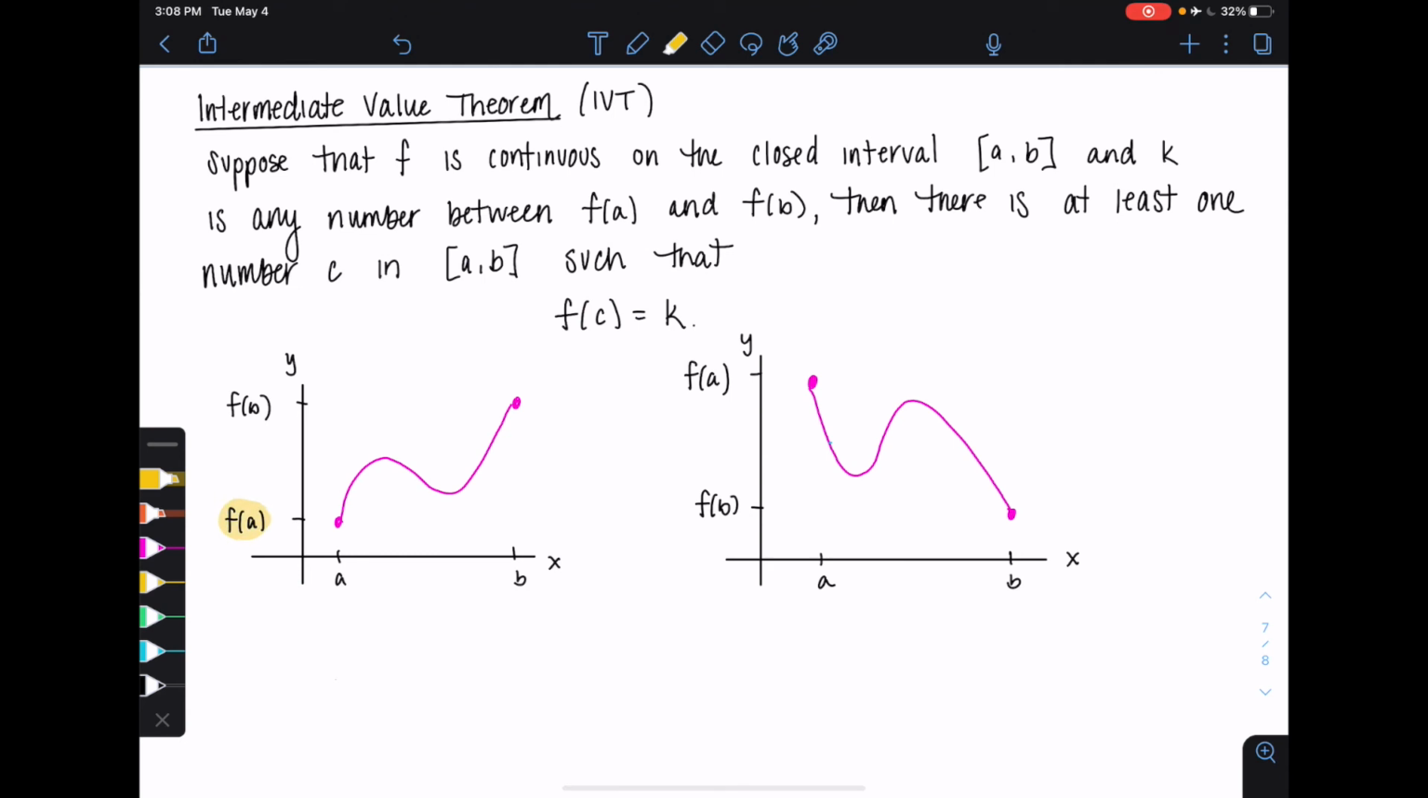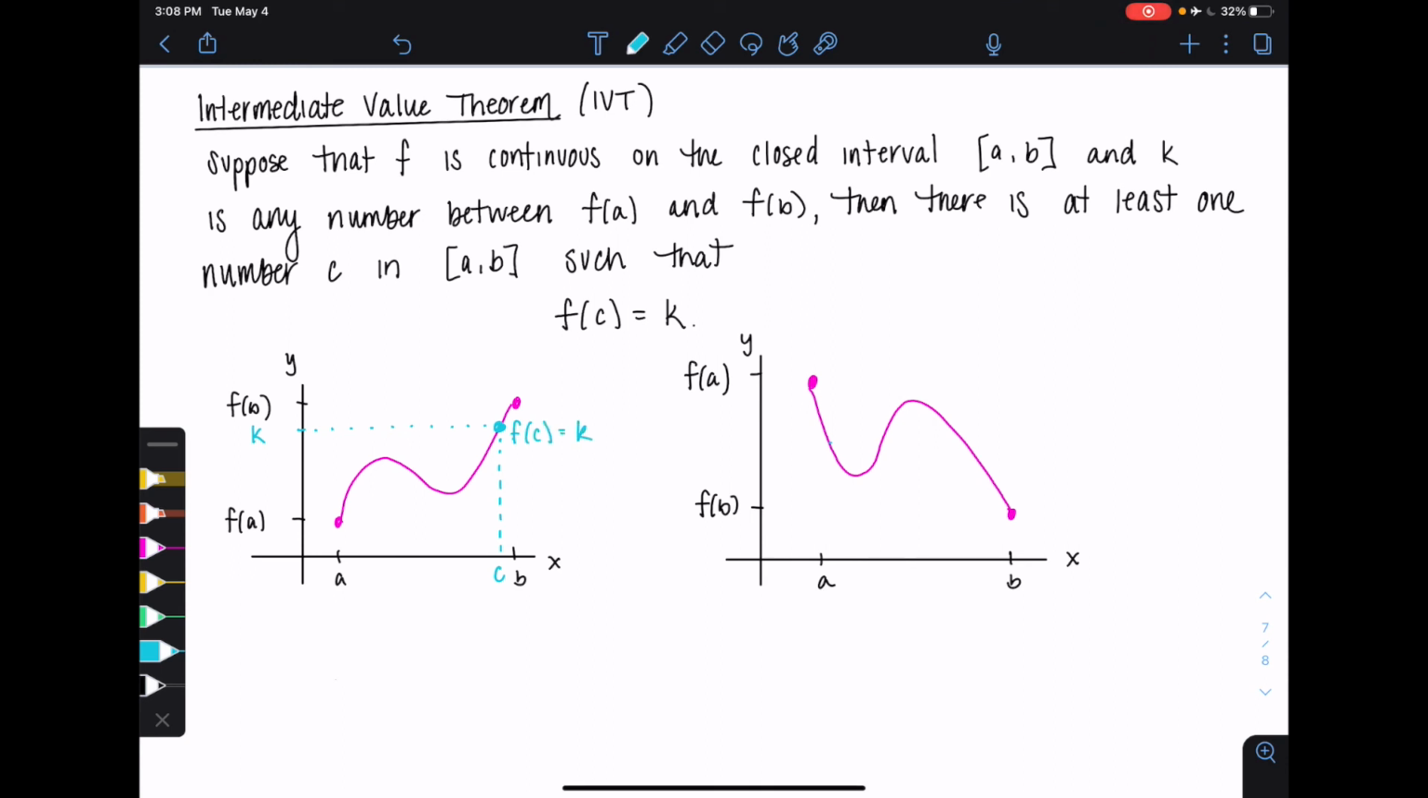It's got some y value corresponding to a, another y value corresponding to b. If I pick any number inside of here, I am guaranteed that the function will output this number at some point in my interval. So this would be my value of c. I am guaranteed, if I plug c into my function, I get k.